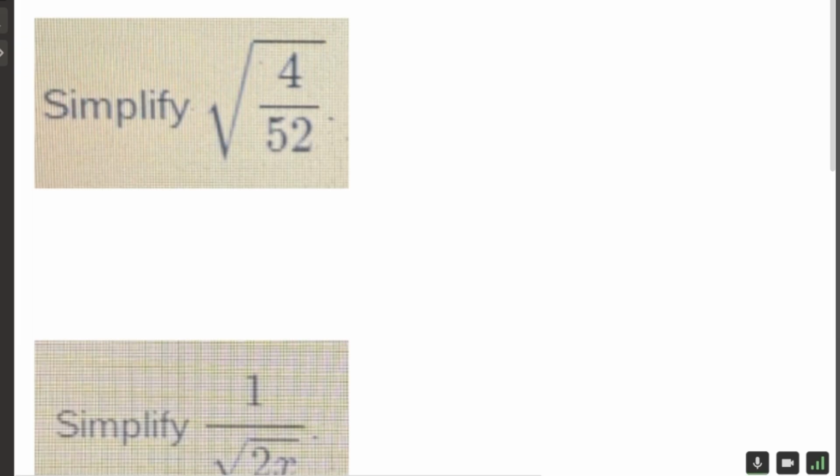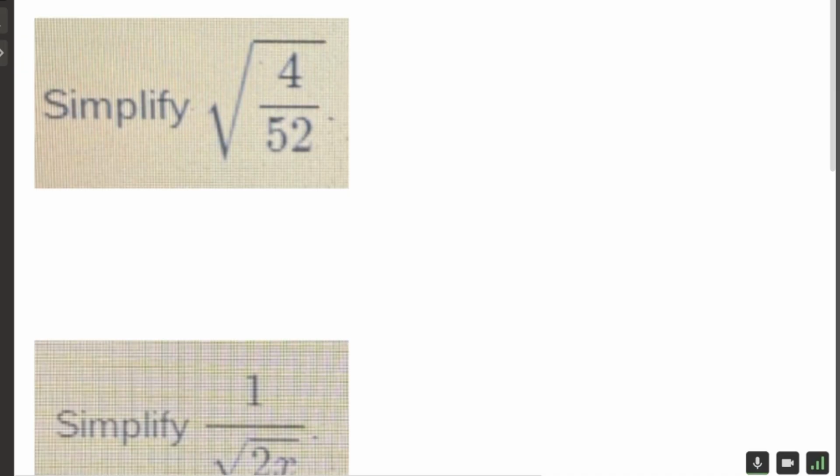Okay, Lila, we are going to do properties of radicals. These are exercises that are directly from your homework. So let's get right into it.